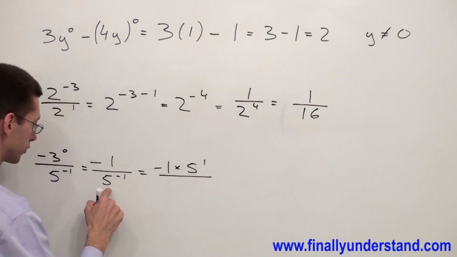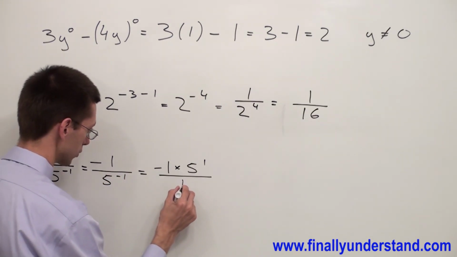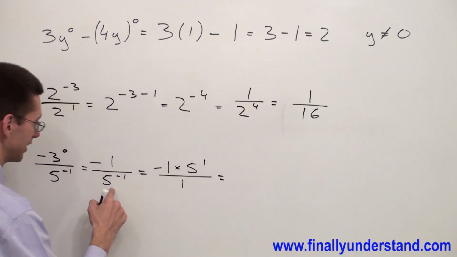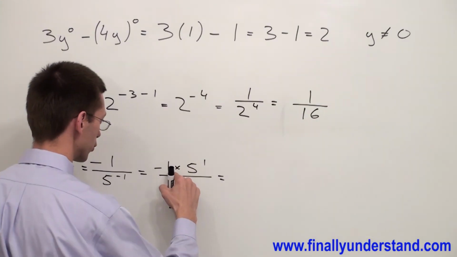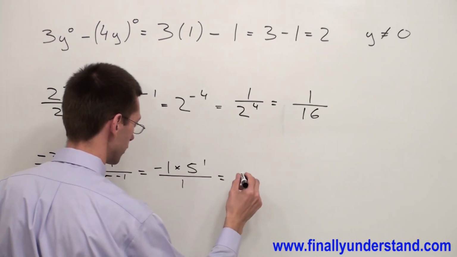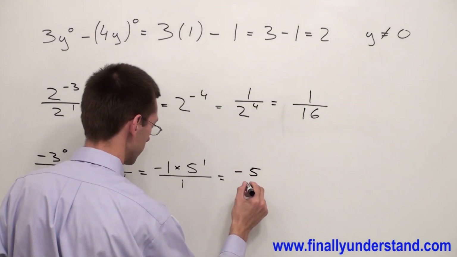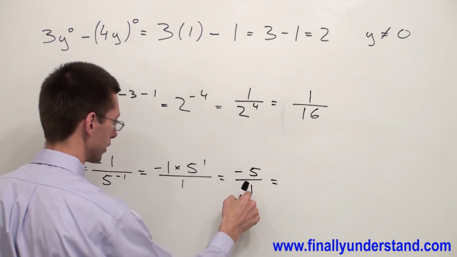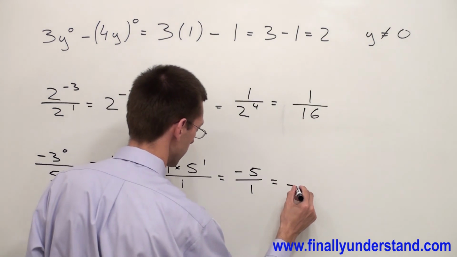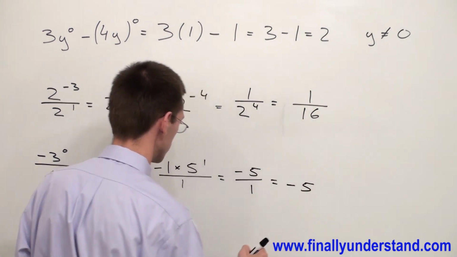because we moved this 5 to the numerator, what's left? Just 1. We cannot say that nothing is left over here, it is always 1. So I'm going to have minus 1 times 5 is minus 5 over 1. That's why minus 5 divided by 1 is minus 5. This is the solution to my problem.